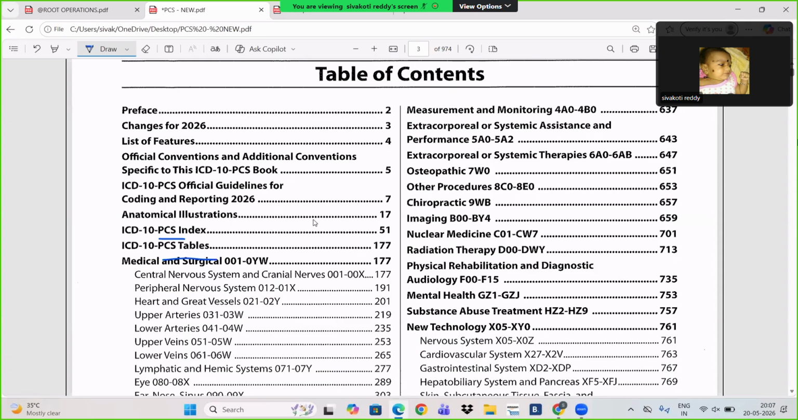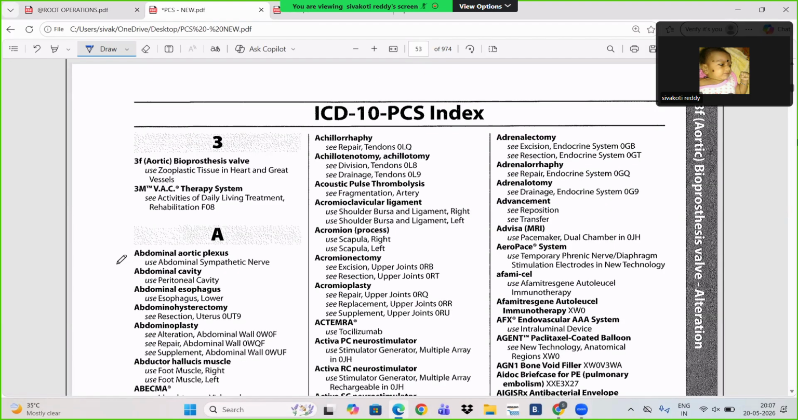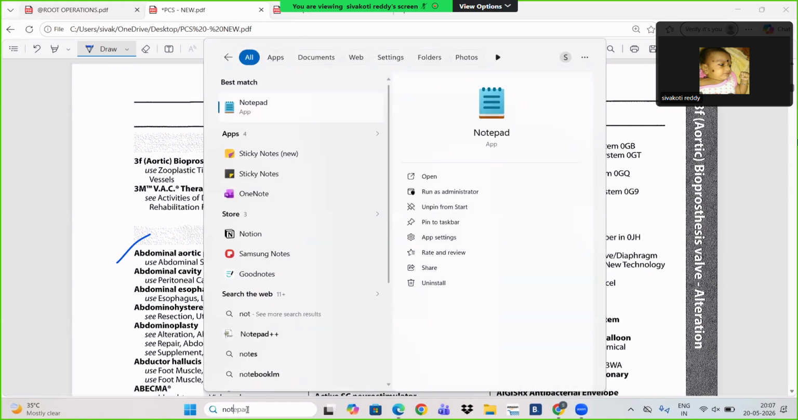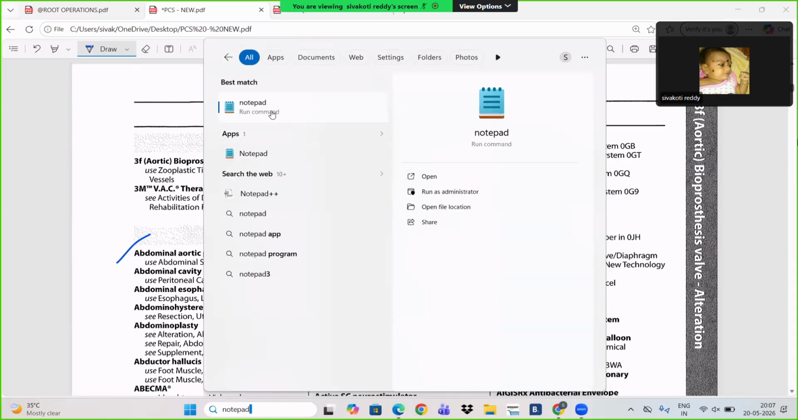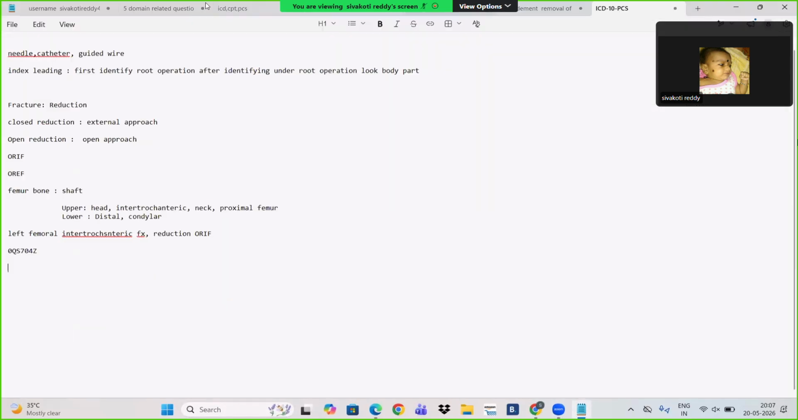Index and tables. Index is like a dictionary. You will get A to Z codes in the index. I am going to the index, so I will show first how to look up the code in the index. Here you will get all the codes sequence-wise, dictionary type, A series to Z series. Minimum 4-digit code you will get in the index. Sometimes you will get a maximum of 7-digit or 6-digit, but minimum 4-digit code you will get in the index.